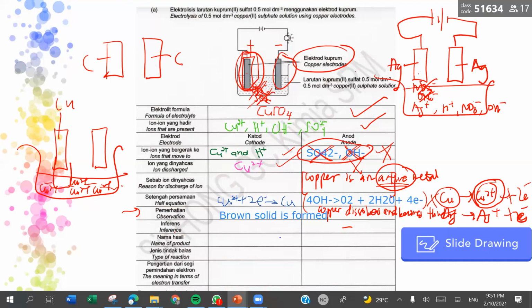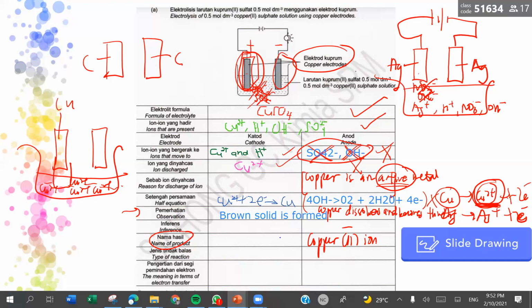Okay, so what is the name of my product here? What is being formed here? Teacher is underlining it. What is the name of the product here? Copper 2 ions. Very good. Don't be afraid to answer. At least if you answer and you tell me the answer, then teacher knows you understand. If not, I also don't know whether you understand.